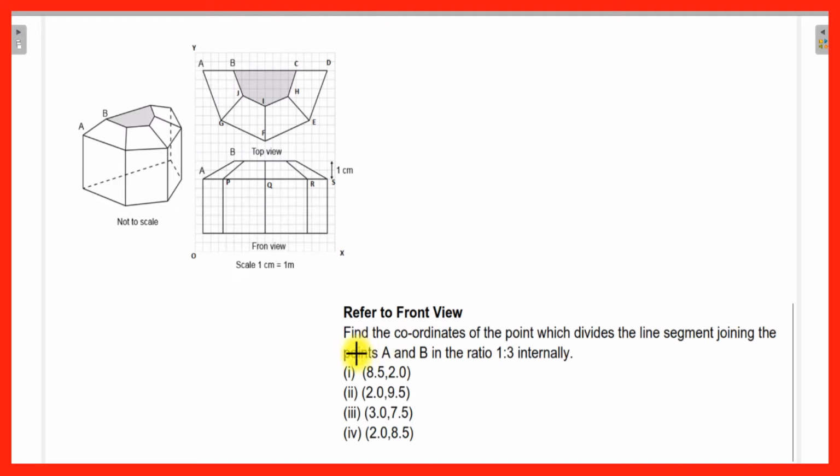Now see here the next question. You have to refer to the front view. This is the front view. Find the coordinates of the point which divides the line segment joining the points A and B in the ratio 1:3 internally. Now here see the figure, see the front view.